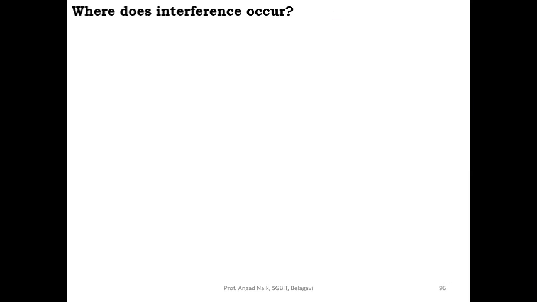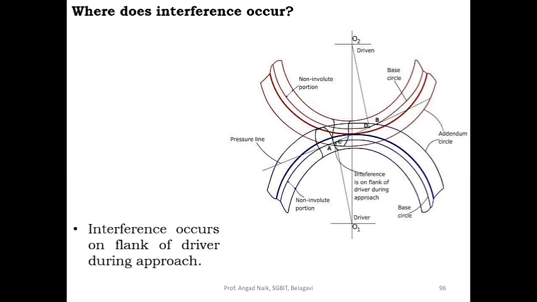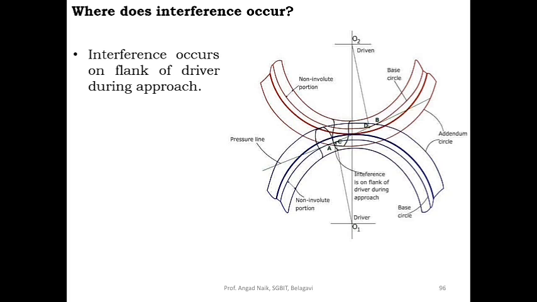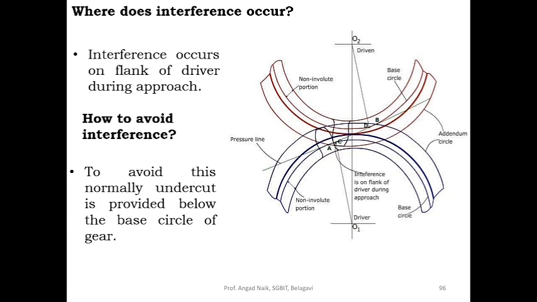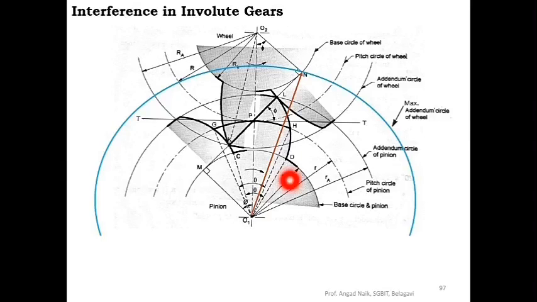Now, where does this interference occur? It is generally found that interference occurs on the flank of the driver during approach. Now, how to avoid the interference? To avoid interference, normally undercut is provided below the base circle of the gear. This we have already seen in the previous slide. Now we'll try to see the figure.